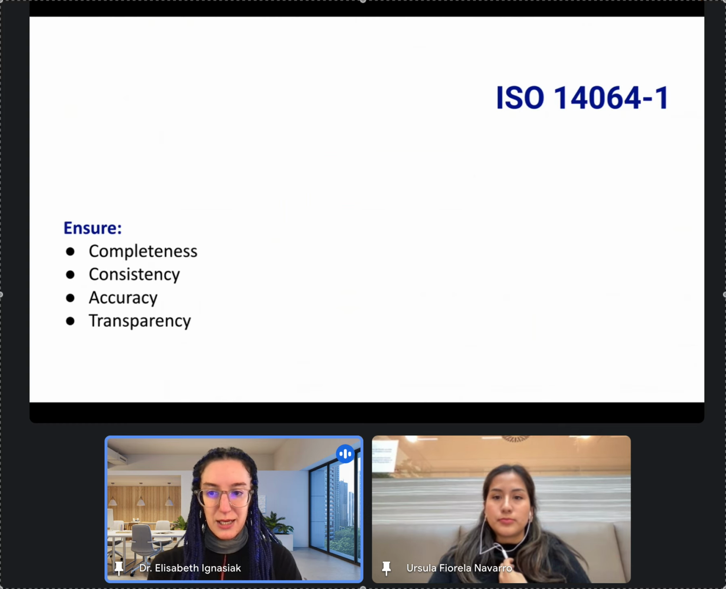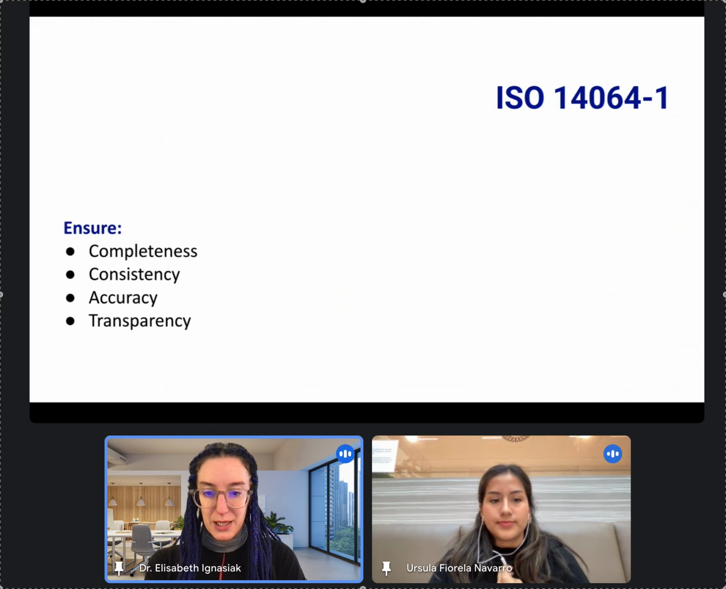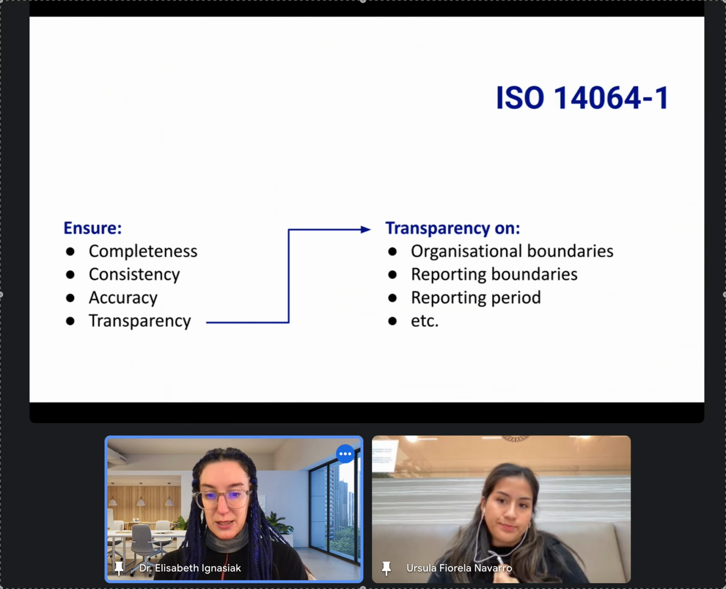So if you go on to the next slide, Ursula, the idea of the standard is, in particular, to ensure, amongst other things, that the carbon footprint is complete, so that we're not forgetting about anything, that it's consistent, that it's accurate, and that it's transparent. And if you click further, what does transparency mean? In particular, it means that we describe properly and accurately the organizational boundaries. So what is included in the carbon footprint, the reporting boundaries? Is there anything missing? Maybe we are aware that there are emissions in certain parts, however, we have no way to measure them. This should be made transparent in the report. And then, of course, also things like the reporting period and other things.